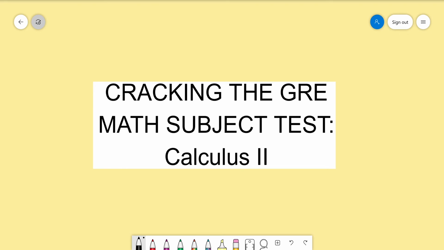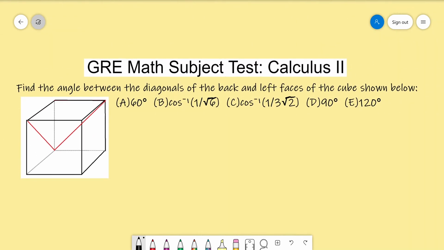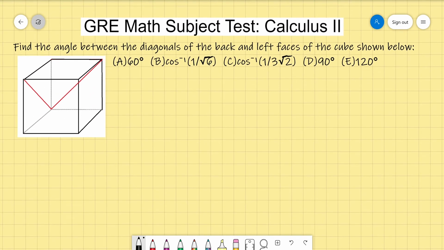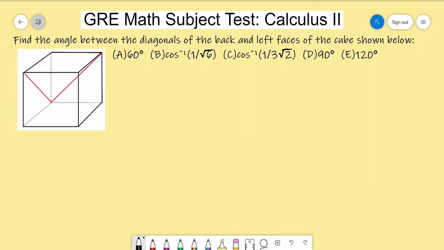This is Calculus 2 and we're on our first question. So this question asks us to find the angle between these two red lines. This is a cube and the red lines are coming out of the back corner, and one of them is going to this top right back corner and the other one is coming up to the top left front corner.